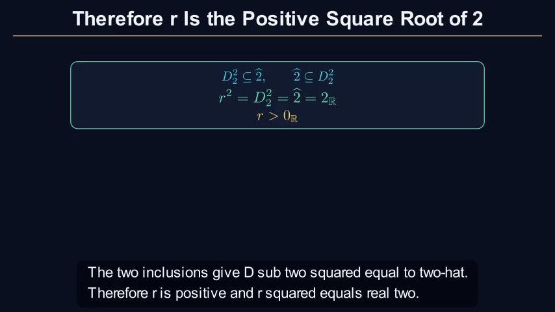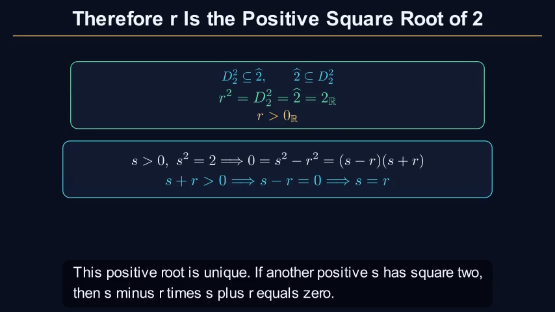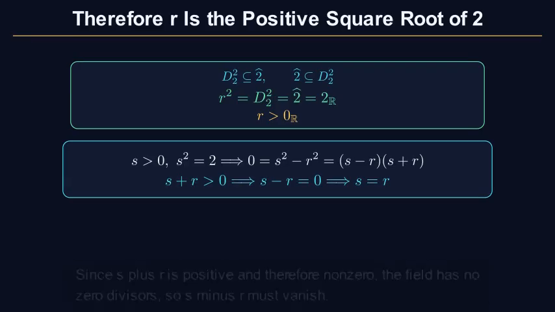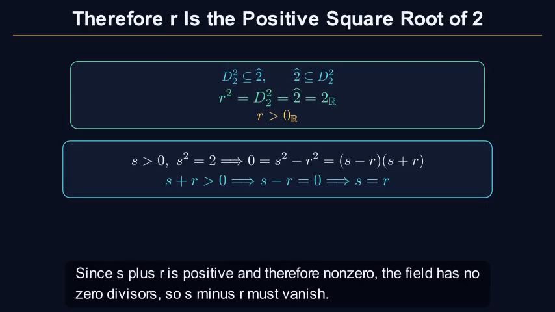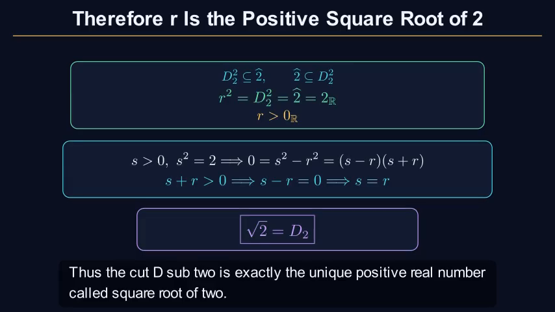Therefore r is positive and r squared equals real 2. This positive root is unique. If another positive s has square 2, then s minus r times s plus r equals 0. Since s plus r is positive and therefore non-zero, the field has no zero divisors. So s minus r must vanish. Thus the cut D sub 2 is exactly the unique positive real number called square root of 2.